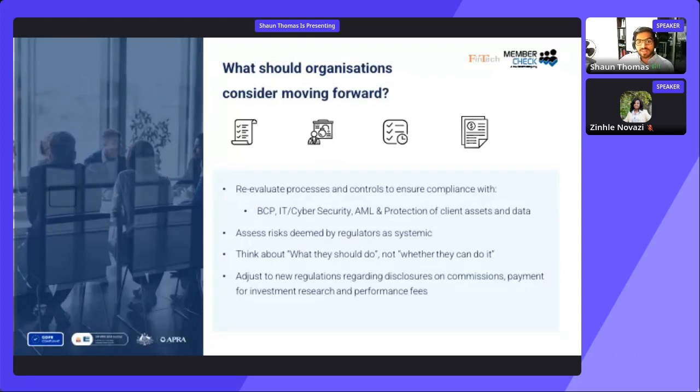Organizations should start thinking about what they should do, not whether they can do it. Organizations also need to adjust their regulations regarding disclosures on commissions, payments for investment research, and performance fees as rules evolve. Now, this is much easier said than done.